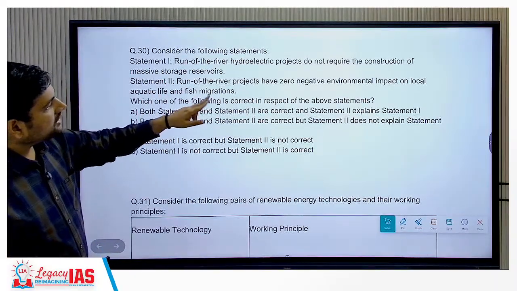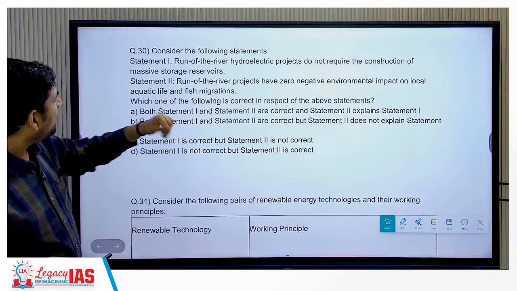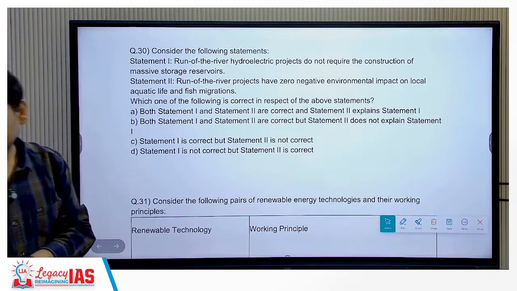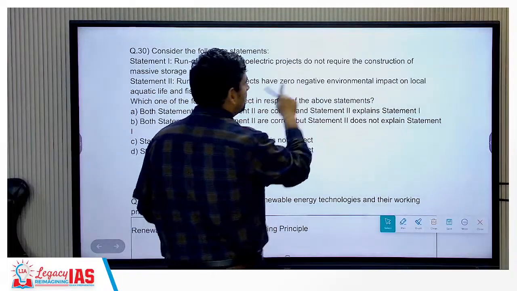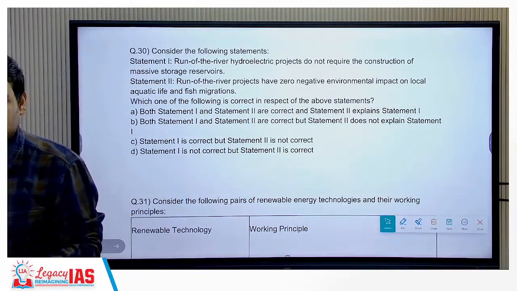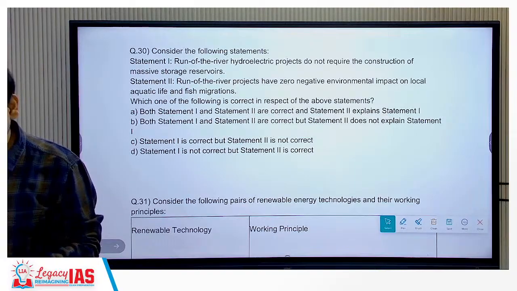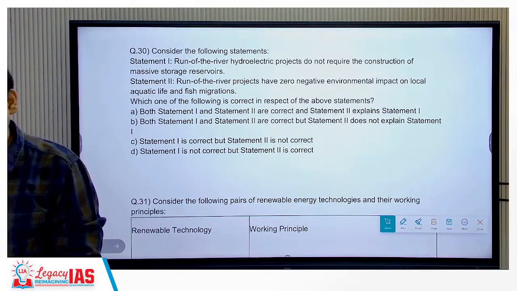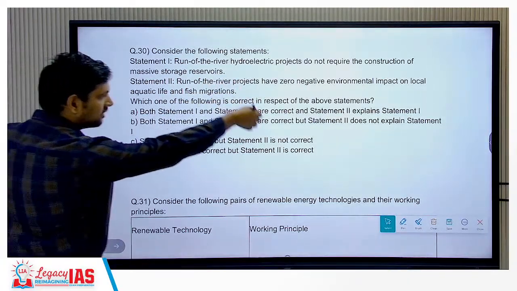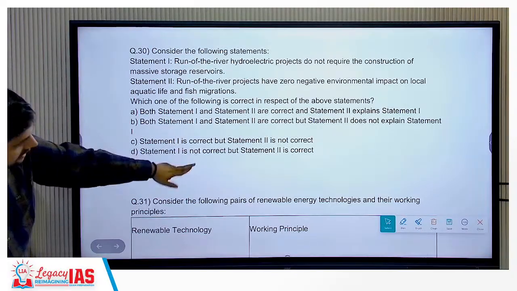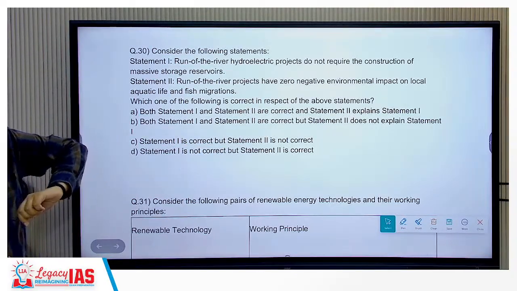Run of the river projects have zero negative environment impact on local aquatic life and fish migration. Zero is an extreme word. If you are putting turbines, of course it will change the flow, correct? If the flow is altered, then some effect on the aquatic life and the people around will be there. Of course, much less than the dams, but zero is extreme. So this is wrong. So the answer becomes C, that is 1 is correct but 2 is incorrect.